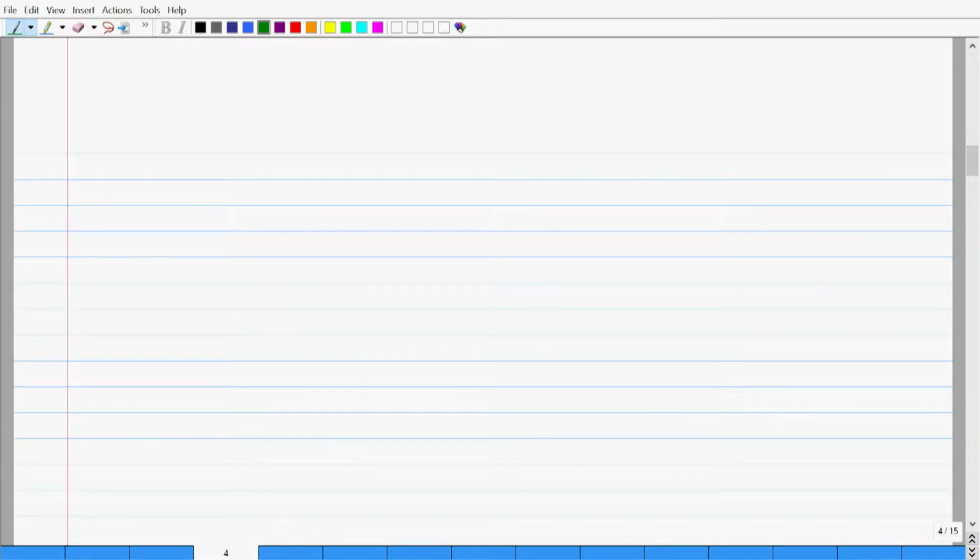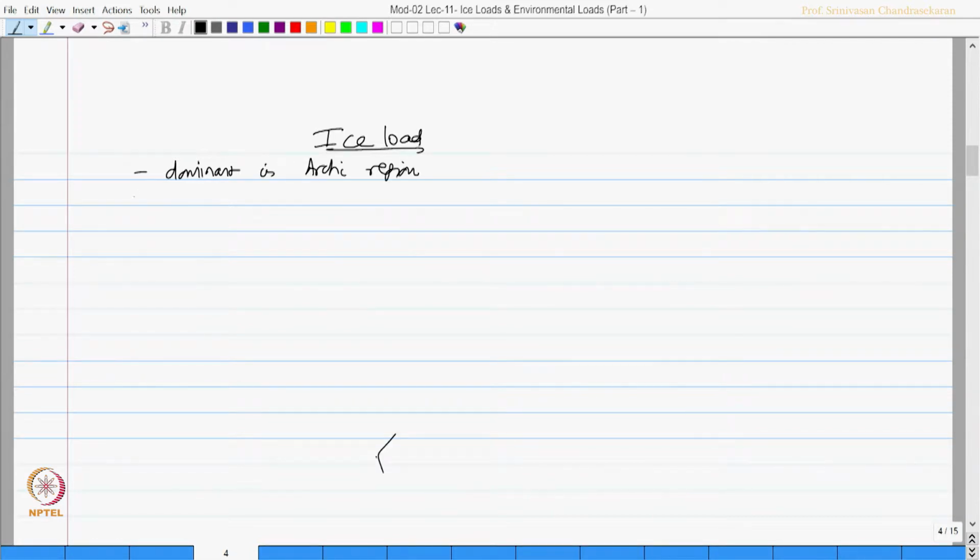Let us move on to the next important load, which is ice load. Ice loads are generally dominant in Arctic region. Prediction of ice loads has lot of uncertainties.